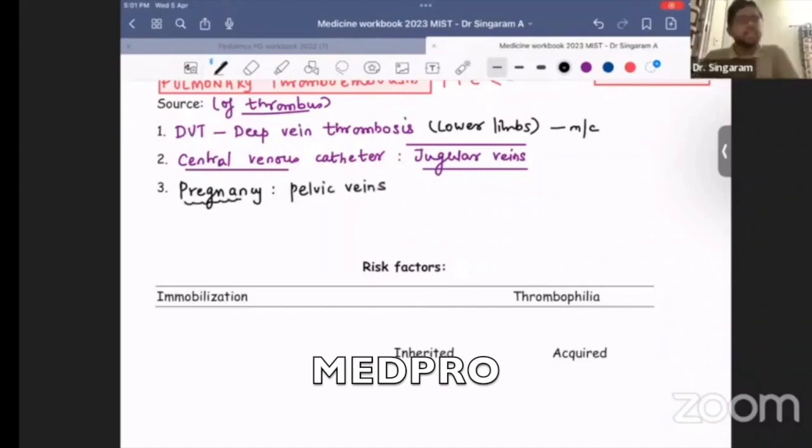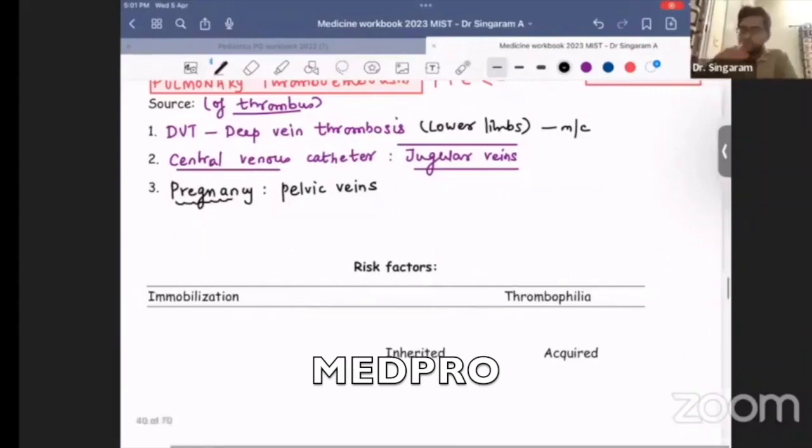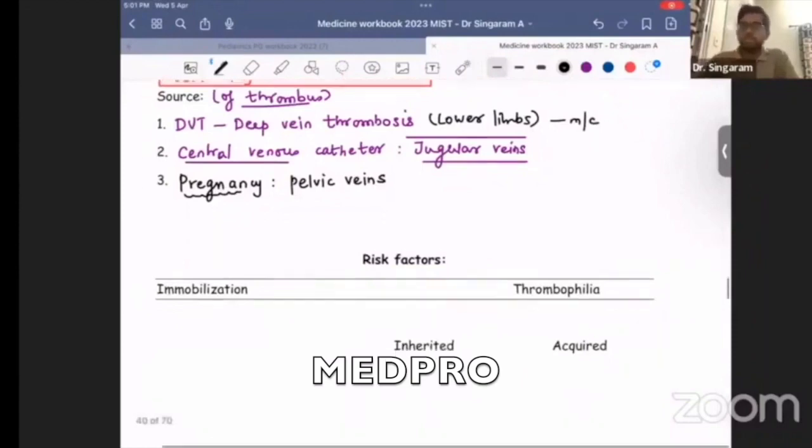So three important areas I have told you. One is the deep veins of the lower legs. Second is the jugular veins as a part of central venous catheterization. Third is the pelvic veins as a part of pregnancy. These are all the areas where you can get thrombus from, and once that thrombus comes into the pulmonary circulation, it can result in pulmonary thromboembolism. I hope you're able to follow this, right?